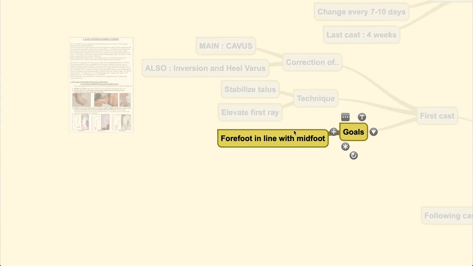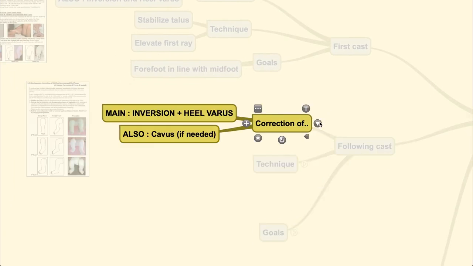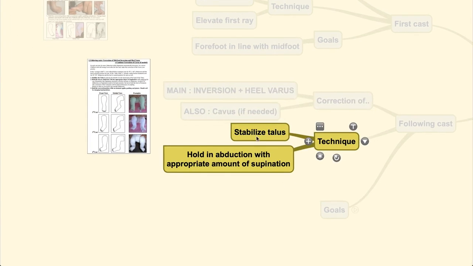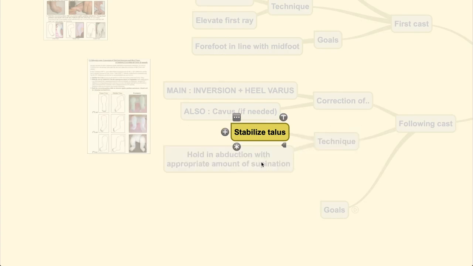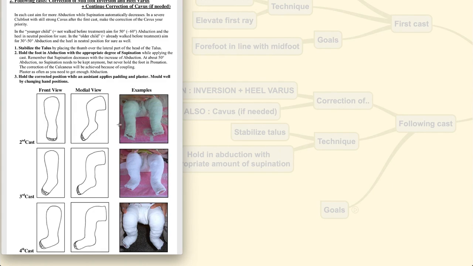After you have achieved this through the cast, then for the next casting, what you want to do is correct the heel varus and also inversion. And here, you also try to correct the cavus. The technique to do that is that you need to stabilize the talus and you need to hold the foot in abduction with an appropriate amount of supination. You can see here that the foot is gradually corrected. One finger holds the talus and the other hand brings the whole foot in abduction with an appropriate degree of supination.